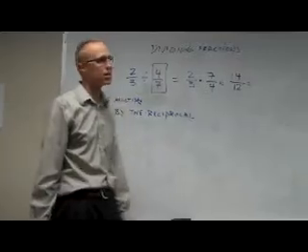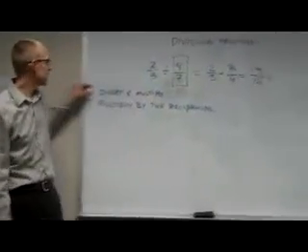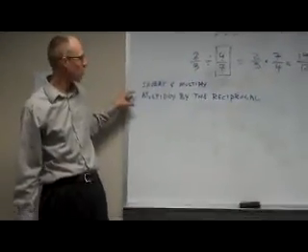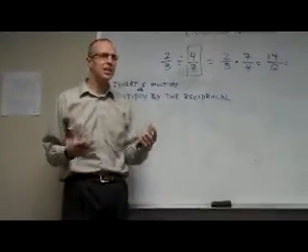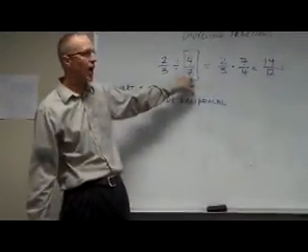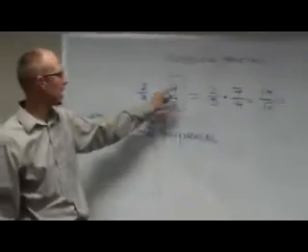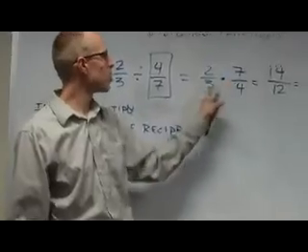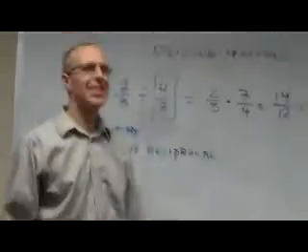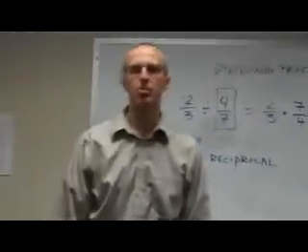So the key to this, dividing by fractions, invert and multiply, or multiply by the reciprocal. They mean the same. Take the second fraction and take the reciprocal of it, or invert it, and then multiply straight across. That's how you divide fractions. It's as simple as that.